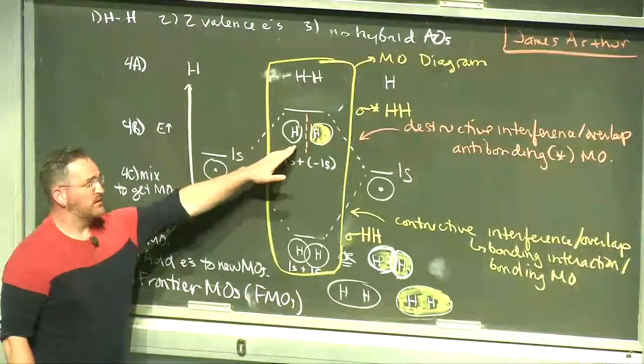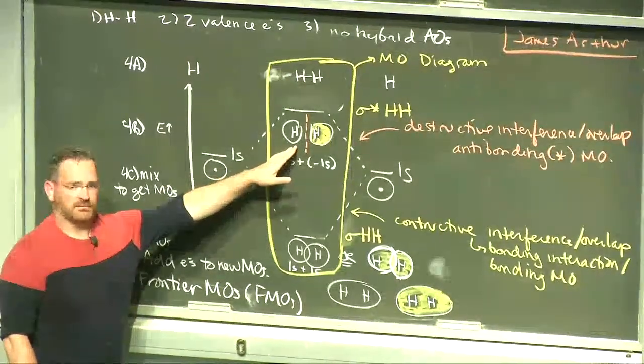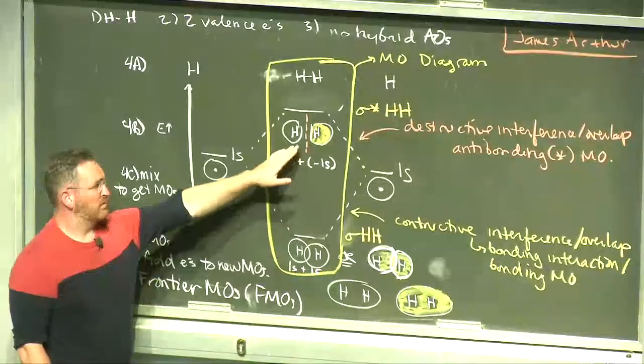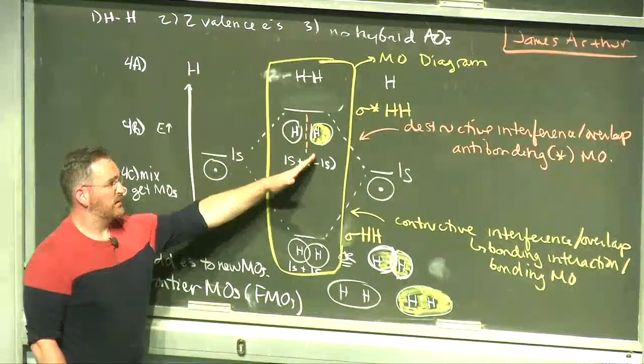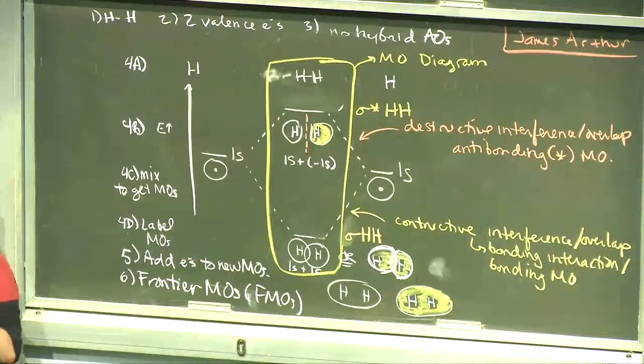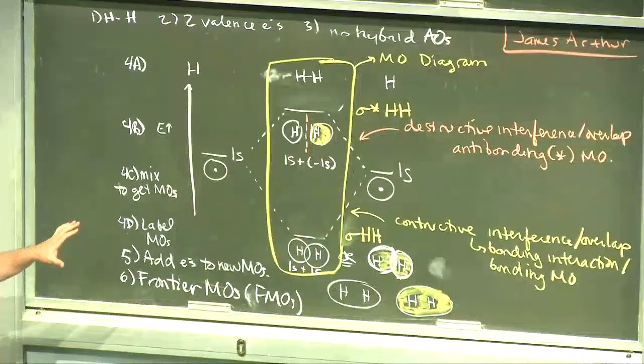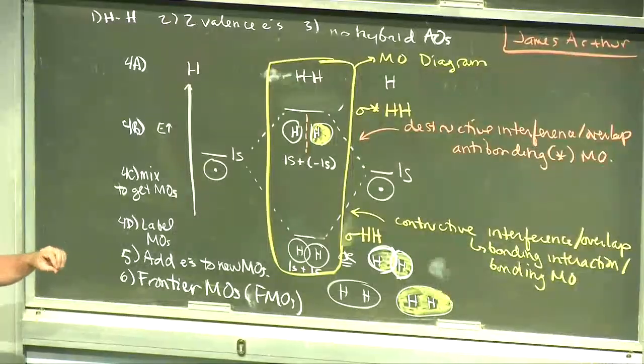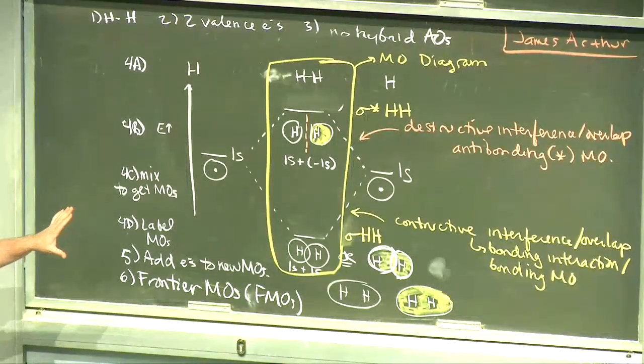So this picture here with the white circle, the red line, and the yellow circle, that is the sigma star antibonding orbital. That whole thing is the orbital. It's not just part of it, it's the whole thing. So that's the thing that y'all really need to be on board with.